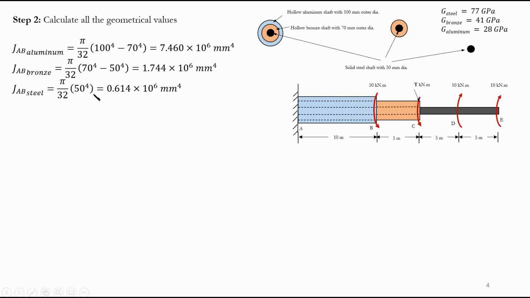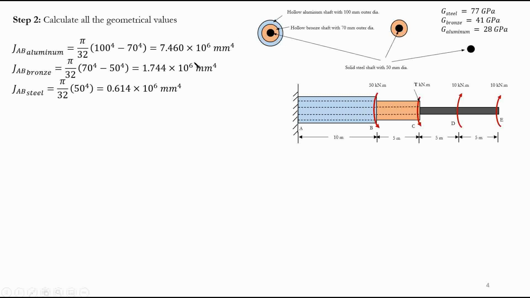Then I have my polar moment of inertia for steel. For a solid section, there's no inner diameter, or in other words, my inner diameter is 0. So pi over 32 times 50 to the power of 4, I'm going to end up with this value. And please note that I am getting my values in millimeter to the power of 4. These are the values I'm going to go with.